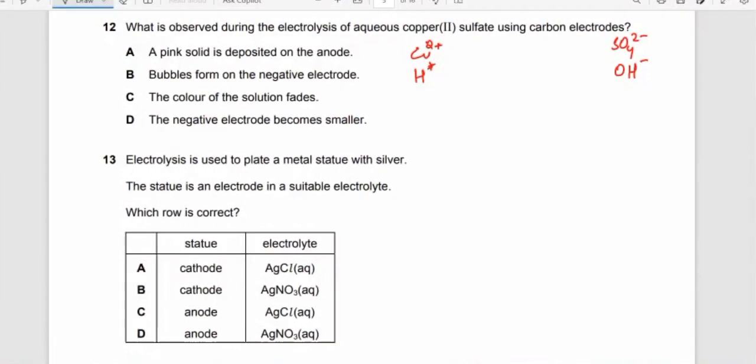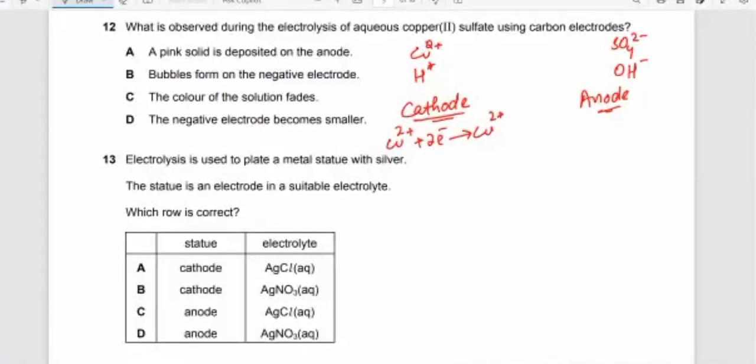Now you can see what will be observed using the carbon electrodes. A pink solid is deposited on the anode. Here you can see what happens on the cathode. On the cathode, this is the carbon. On the anode, what happens? On the cathode, from both of these cations, copper will be reduced. It will gain 2 electrons from the cathode, and in this way copper will be reduced.